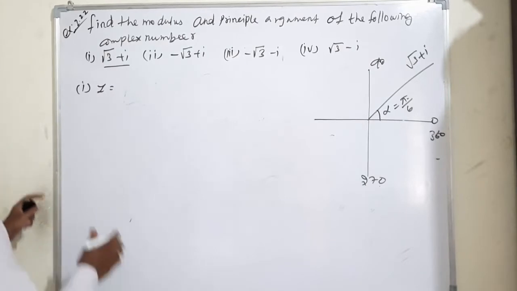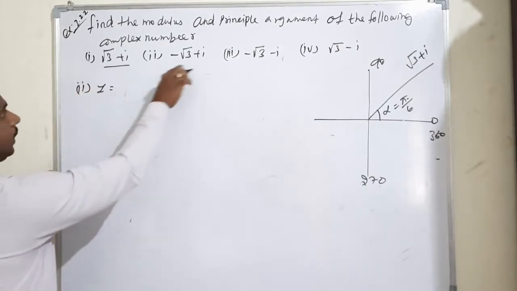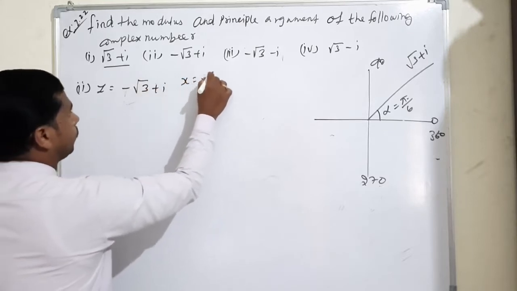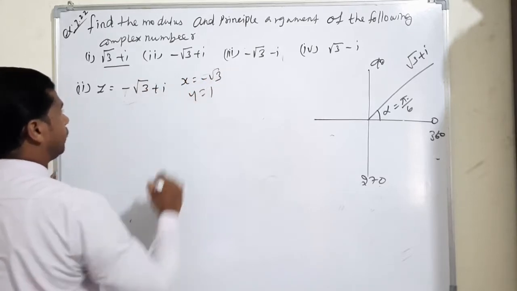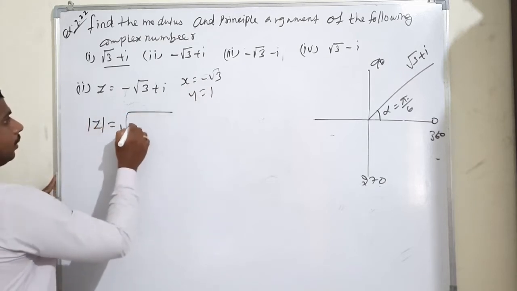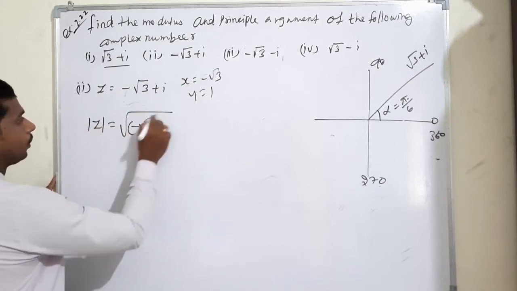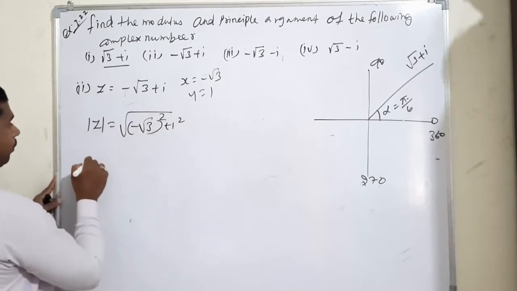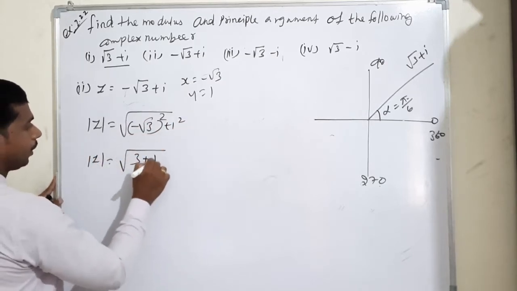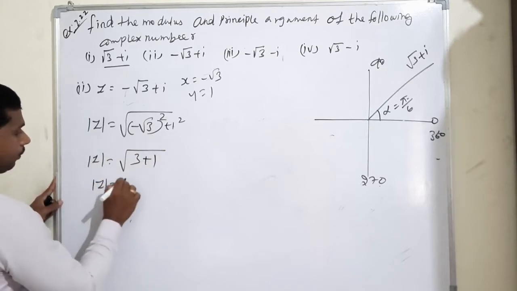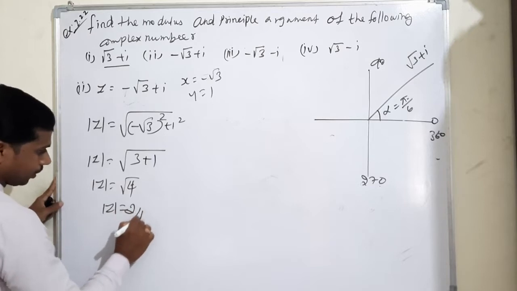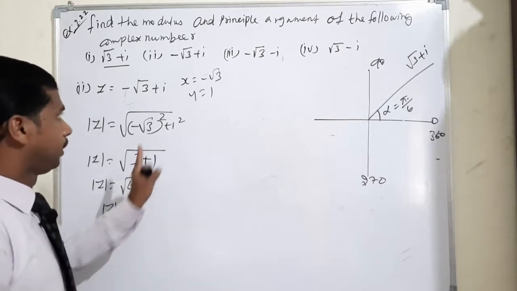Subdivision 2: consider Z, the question is minus root 3 plus i. So x is equal to minus root 3 and y is equal to positive 1. Then how do we find the modulus of Z? It is minus root 3 whole square plus 1 square. Minus root 3 whole square is 3, plus 1. Then the modulus of Z is equal to the square root of 4, so the value will be 2, isn't it?